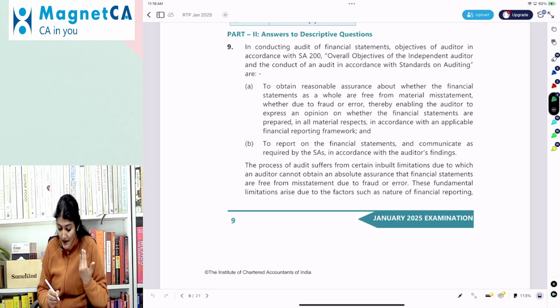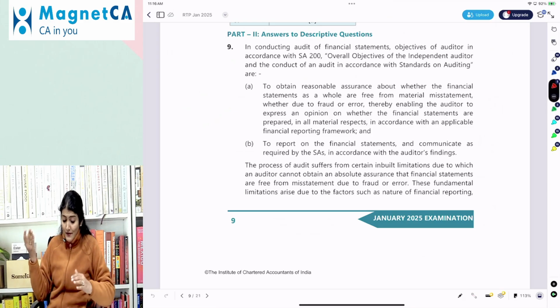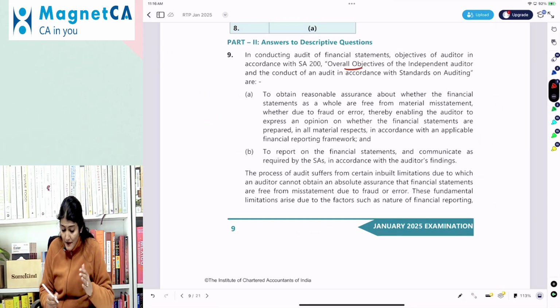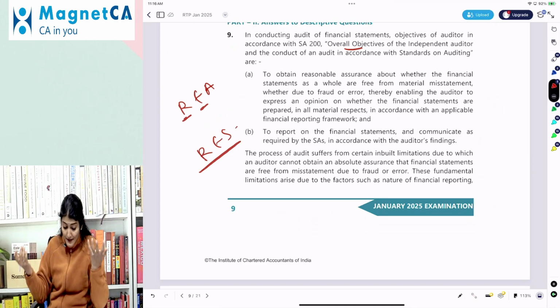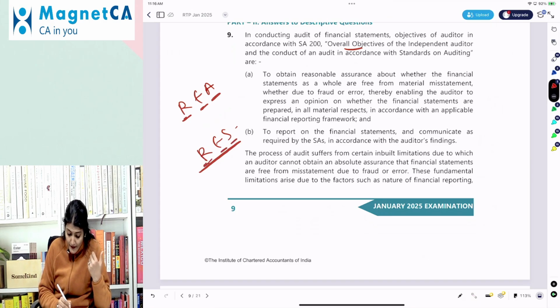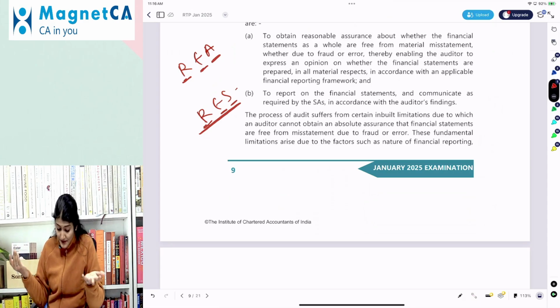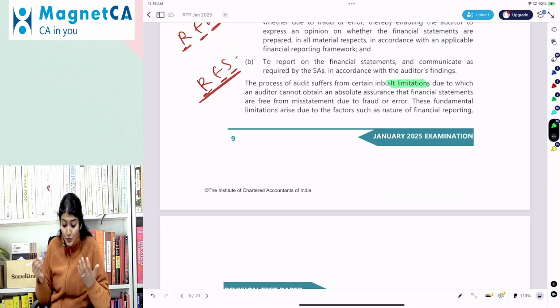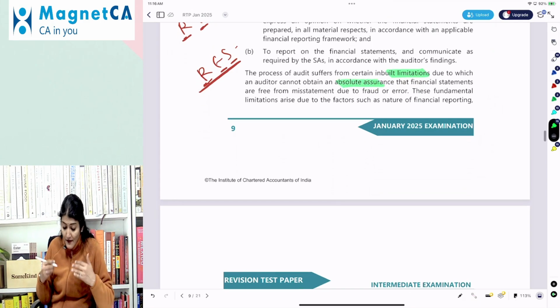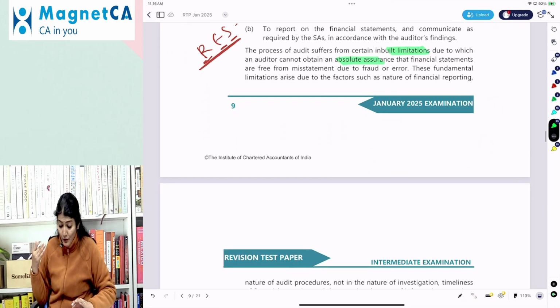So first part of the answer, in conducting an audit as per SA 200, the objective of the auditor is to obtain reasonable assurance that financial statements are free from material misstatement, prepared in accordance with the applicable financial reporting framework, and then to report the findings in accordance with the standards on auditing. Right. The process of audit suffers from certain inbuilt limitations due to which an auditor cannot obtain an absolute assurance that financial statements are free from material misstatement due to fraud or error.